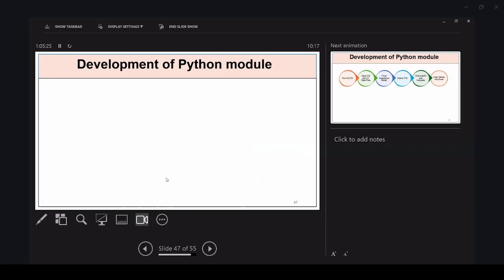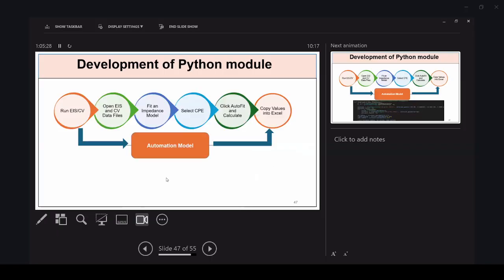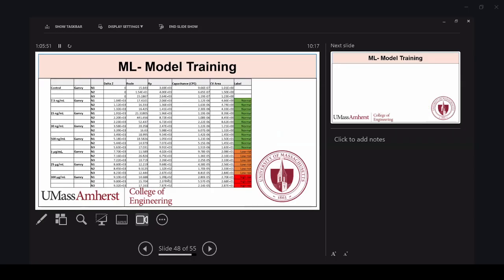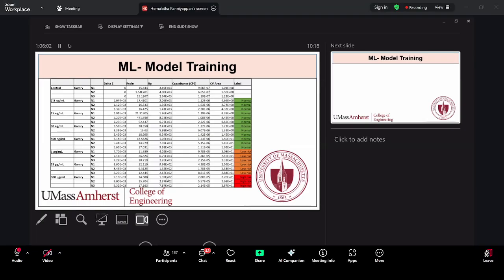So for our experiment, what we did: first we developed a Python automation model. We ran EIS and CV, opened the EIS and CV data files, and fit them into an impedance model, selecting CPE. We wrote a Python code and ran the automation model, and then we trained the model with different parameters. This is just an example, and you can see it is a small set.